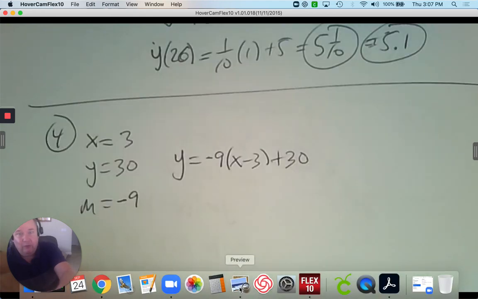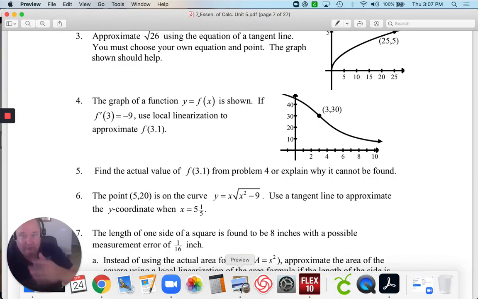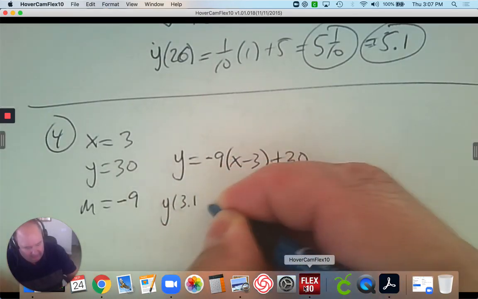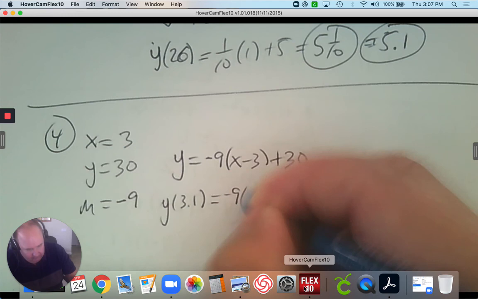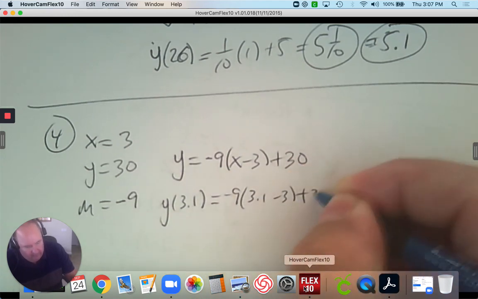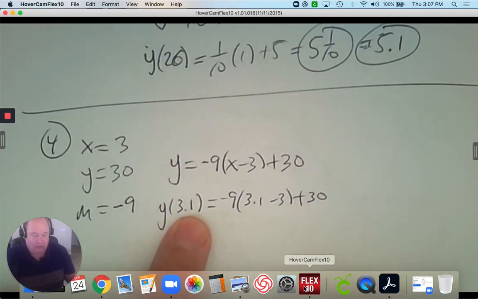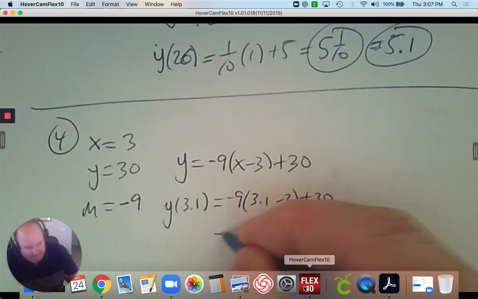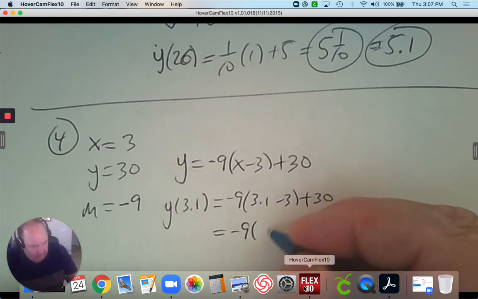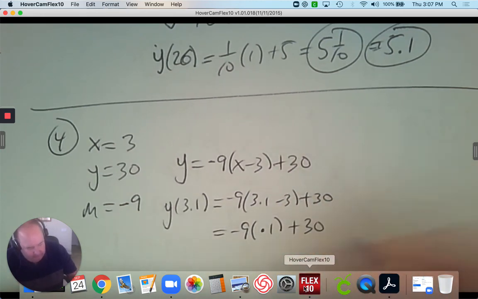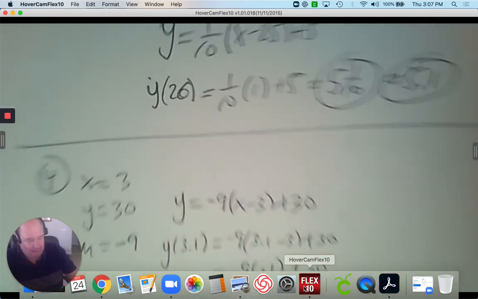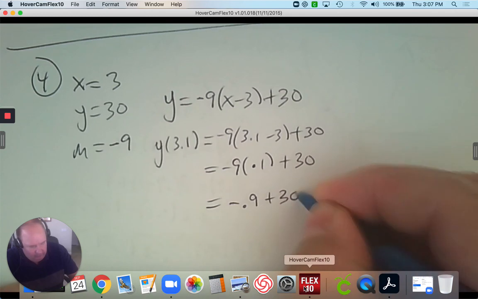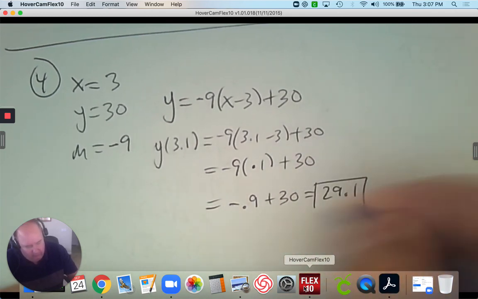The question is, what do you do with that tangent line? You estimate 3.1. So plug in 3.1 to estimate it. And the closer the number is to 3, the more accurate the estimate is. So 3.1 take away 3 is 0.1. Negative 9 times 0.1 is negative 0.9. So if I put this together, I get 29.1.